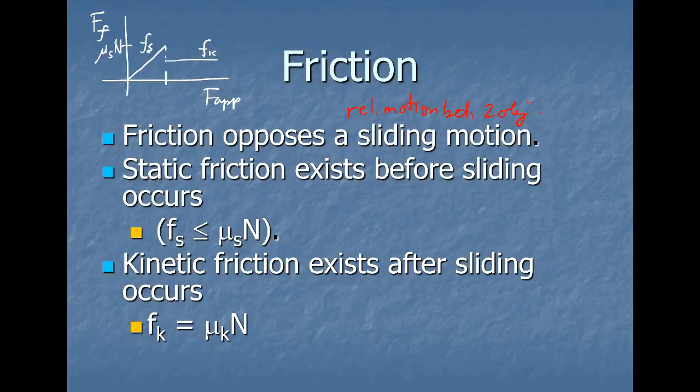So in other words, static friction increases depending on the situation until you reach a maximum value. When you reach this maximum value, then kinetic friction takes over, and kinetic friction is less. You might think of this as it's easier to keep something moving than it is to start it going.